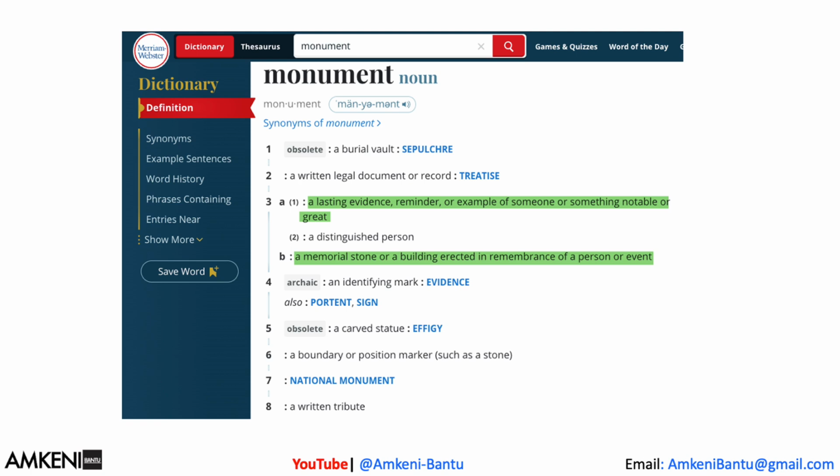That's because stone usually cannot be altered or destroyed unless with a heavier force than the stone itself. So hence we have the saying it's set in stone, meaning it's not changeable. So a memorial stone or a building erected in remembrance of a person or event. So you get the idea of a monument. It could be a physical building, or it could be somebody who is so iconic that you think of them as a memory or a lasting reminder of something.